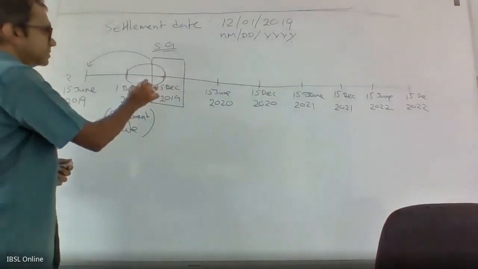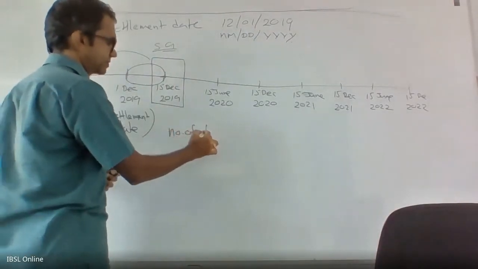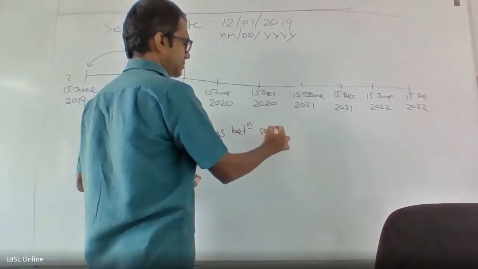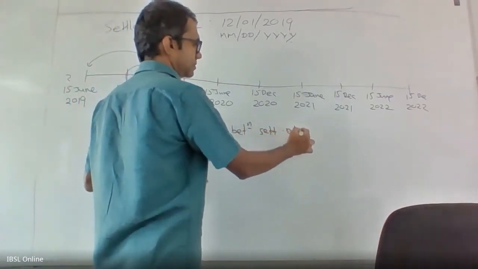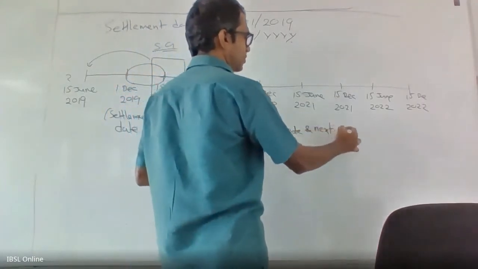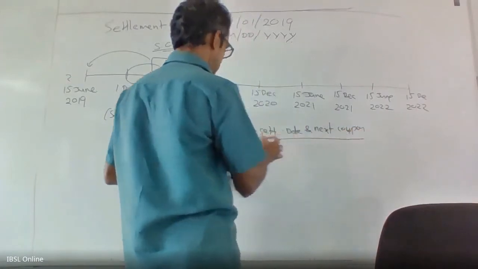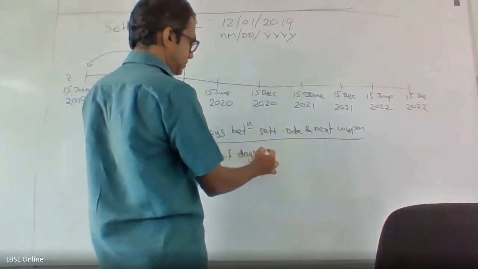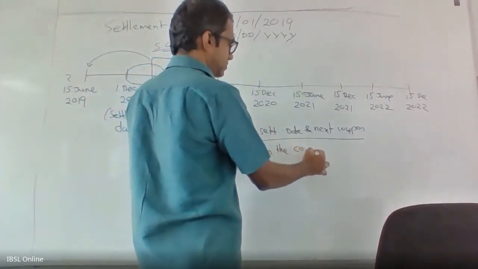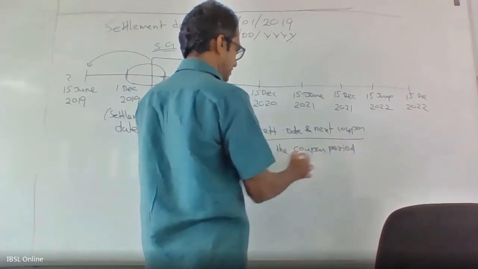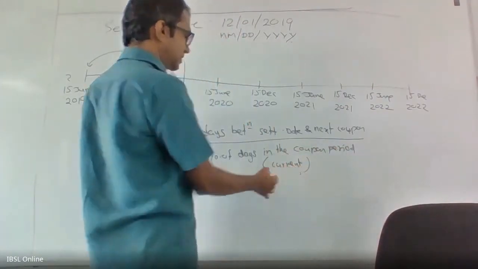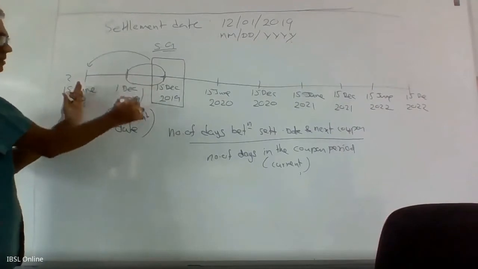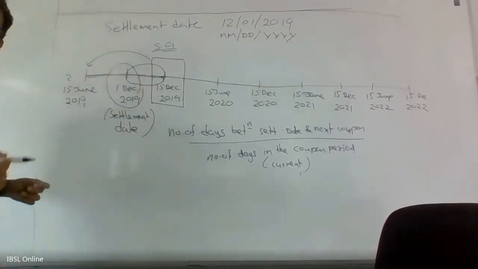We calculate this fraction as the number of days between settlement date and next coupon, divided by the number of days in the coupon period. This is the current coupon period. What is the current coupon period? 15th June to December 2019, because still we are in 1st December in this period. That is the current coupon period.